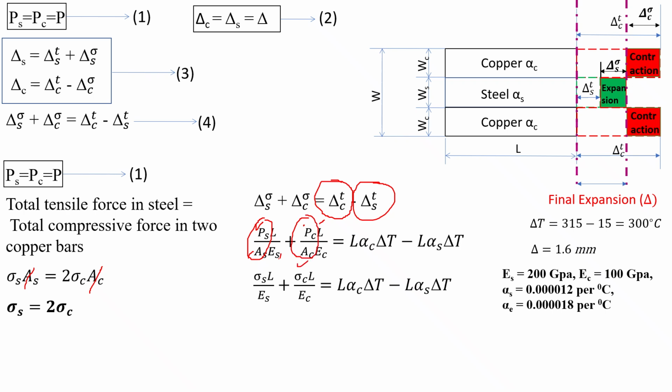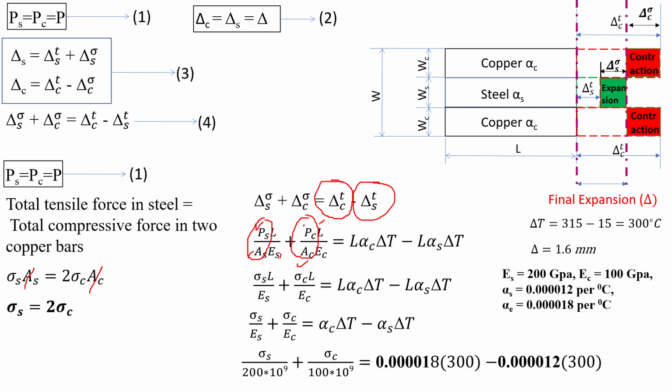Then this equation can be written as sigma s L divided by Es plus sigma c L divided by Ec equal to L alpha c delta t minus L alpha s delta t. Here L is common, so we cancel it. Then this equation becomes sigma s by Es plus sigma c by Ec equal to alpha c delta t minus alpha s delta t. We know the Es and Ec values, and alpha c and alpha s values are also given in the data. Then substitute all these values.